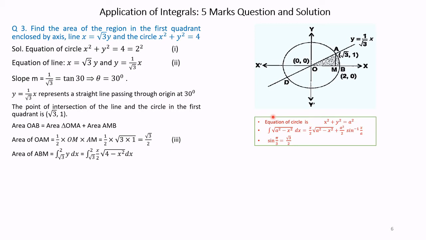Now we have to find the area of ABM. ABM is the curved portion A, B and M. If you find it, it should be in terms of y. Y is varying from root 3 here to 2. It is varying from root 3 at the point M to 2 at the point B. Therefore, the area of ABM is equal to the integral from root 3 to 2 of y.